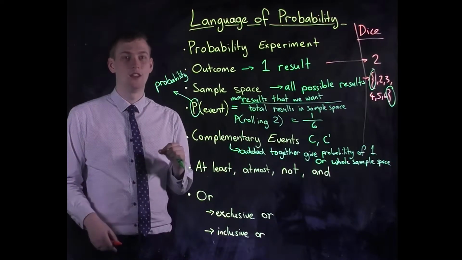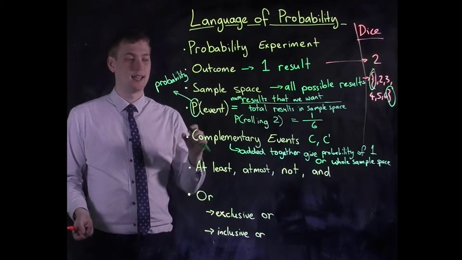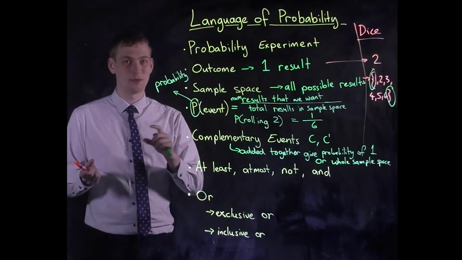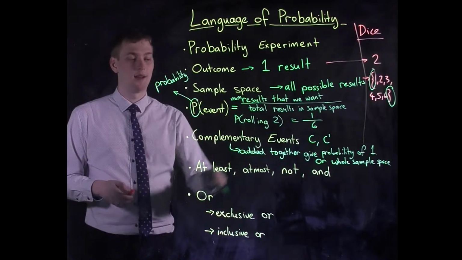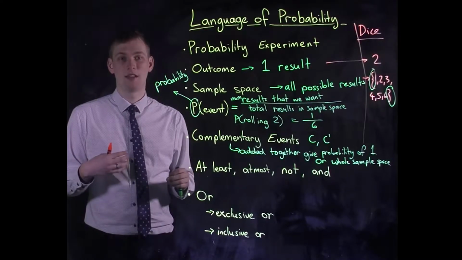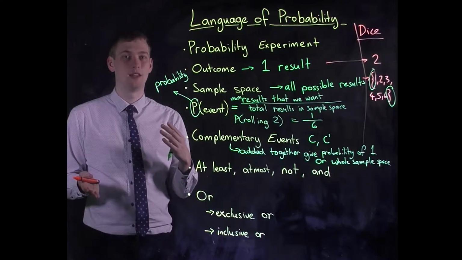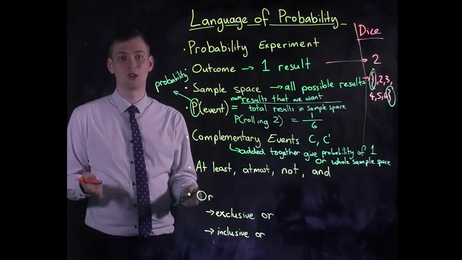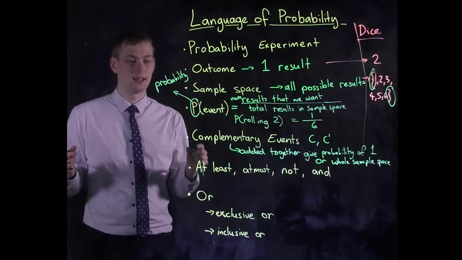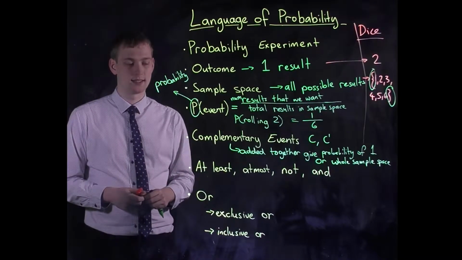Not would be, the probability of not rolling a 6 is going to be the opposite of the probability of rolling a 6. So not is going to be the opposite, or the complement. And is going to increase our sample space. So if we have the probability of rolling a 1 and the probability of flipping a coin, we're going to then have a bigger sample space. Again, we'll have more practice with those in class.